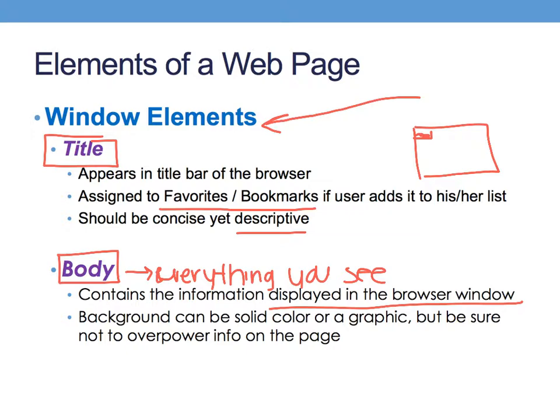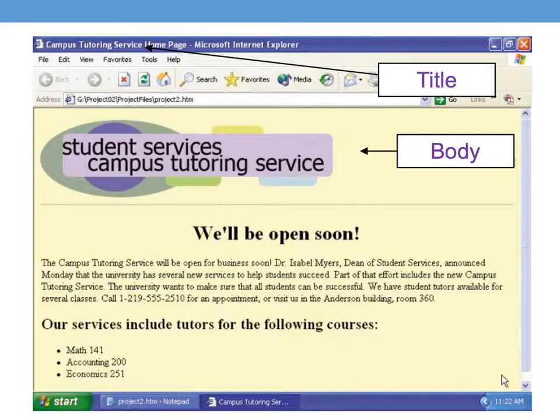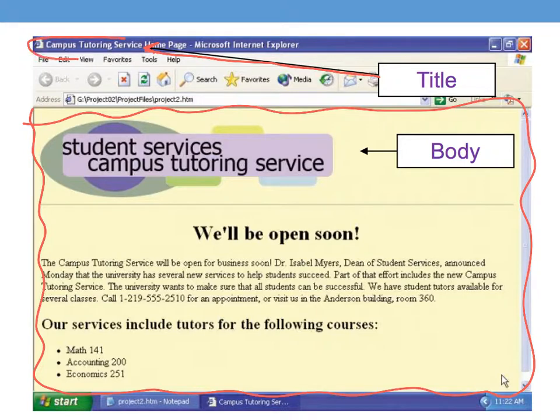So we have our two main window elements, the title and the body. Now if you look here on this web page, you can see the title and the body. So you can see that this title is right up here in your browser window at the very, very top. And again, that's what would appear in your favorites or your bookmarks if you were to save it. And then the body is everything else. This is the body of your web page. So we have the title, that's this part right up here, and then the body is everything that you see. So anything that you want displayed on that website, that's called the body of your web page, and it will be contained inside what are called body tags. So you'll always be able to identify the body of your HTML page.